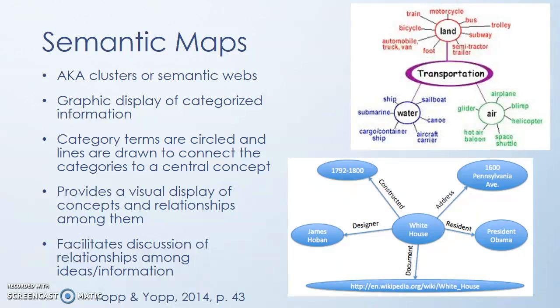So in the first example, you see various types of transportation and terms that go along with each of those. And then in the bottom example, you have the White House and specific terms about the White House, and the lines represent the relationships between those terms.